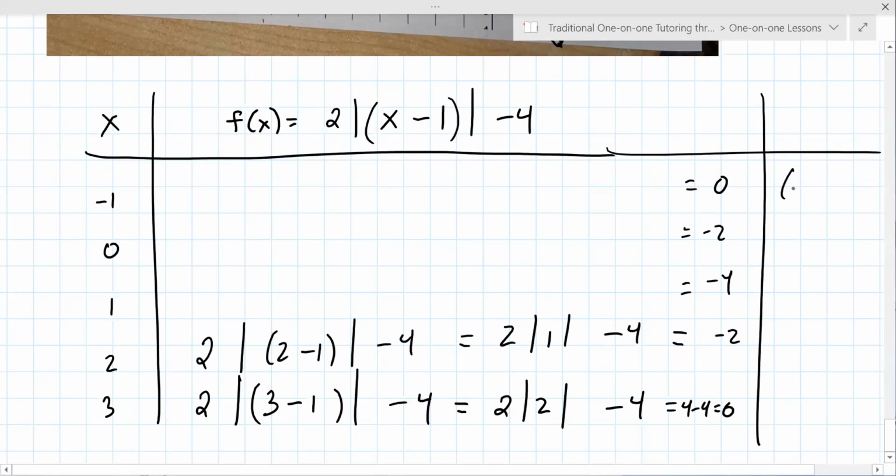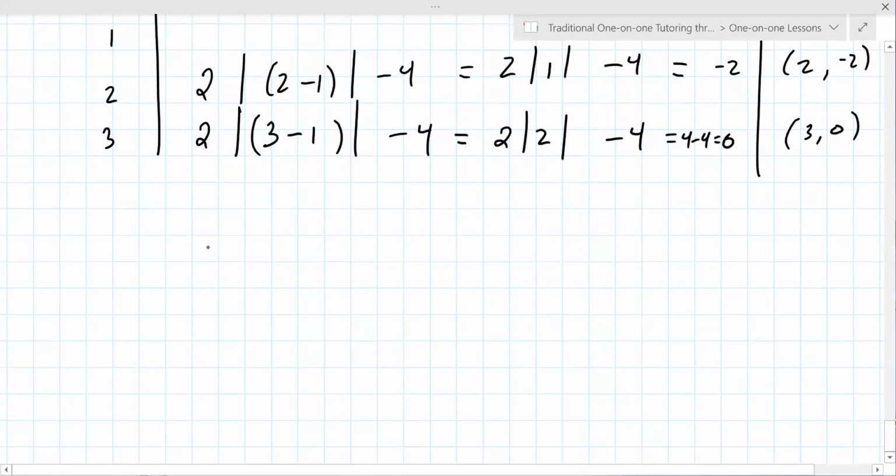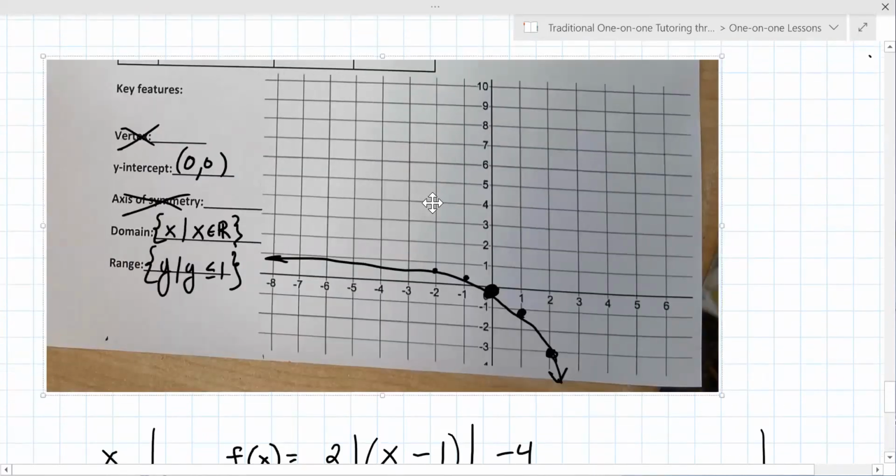All right, so the ordered pairs are -1, 0; 0, -2; 1, -4; I'm sorry, 2, -2; and 3, 0. The absolute value function is always V-shaped. It either V's up or it V's down. I'll grab that graph and we'll see which one this one looks like.